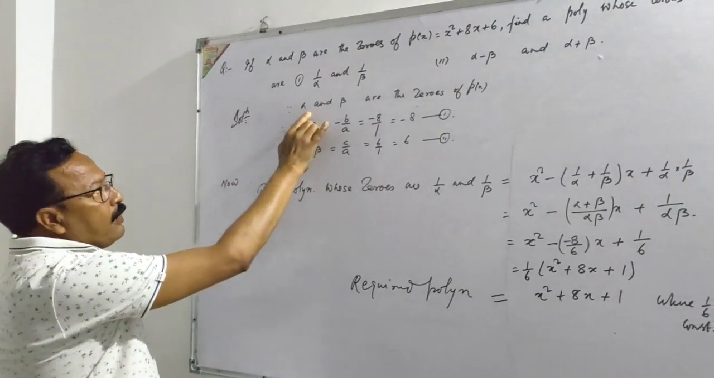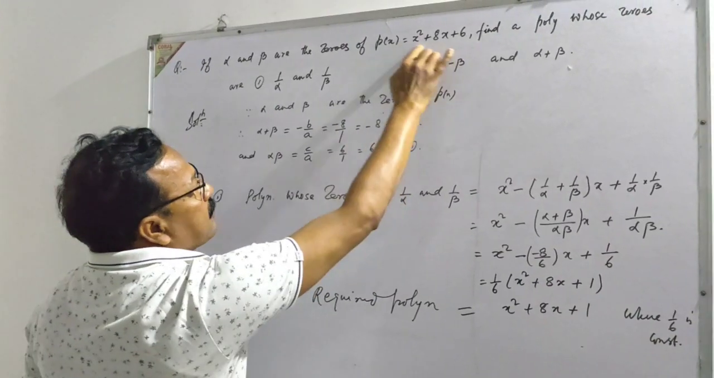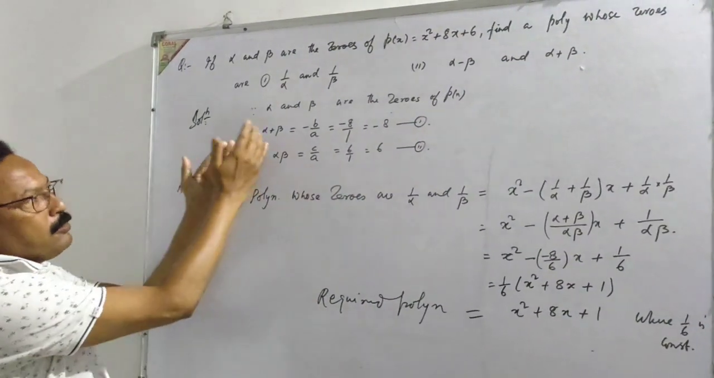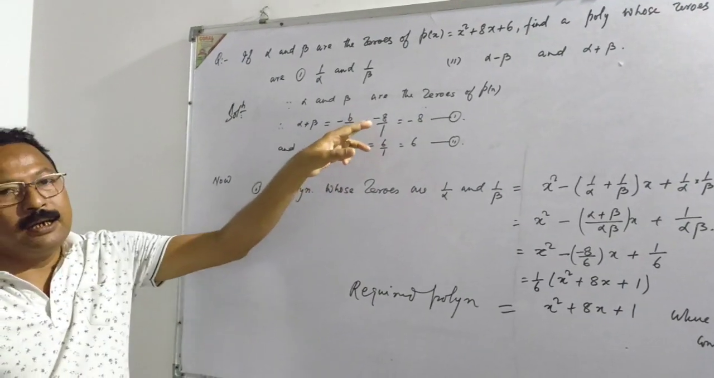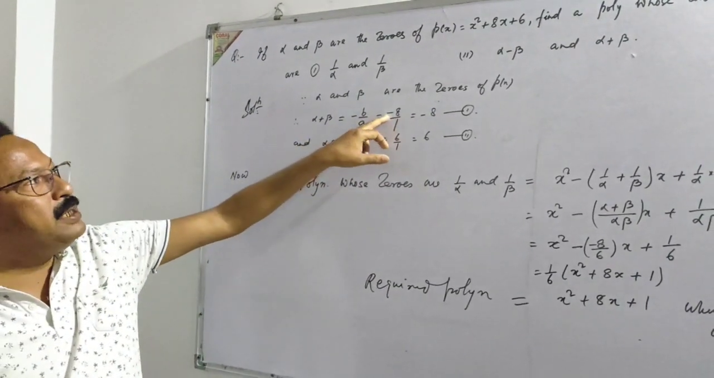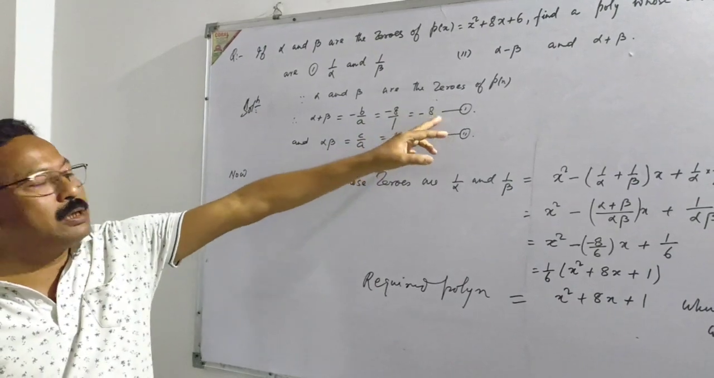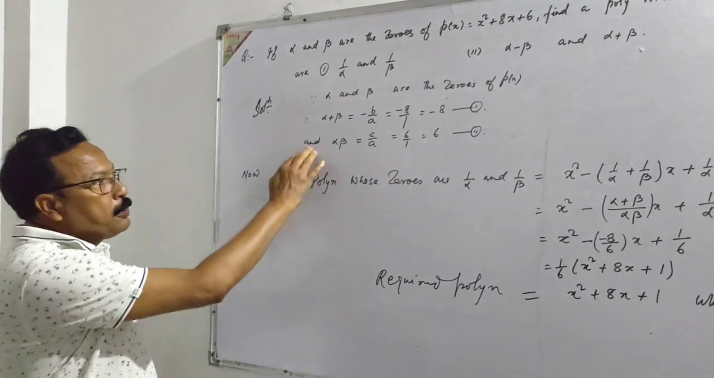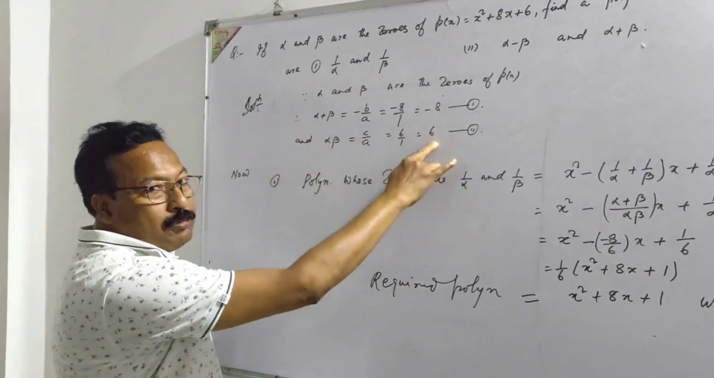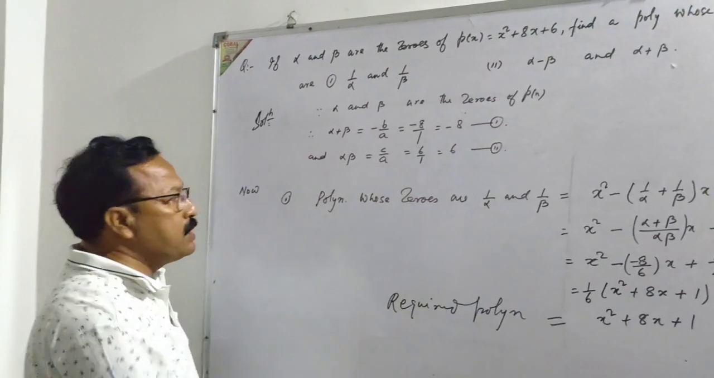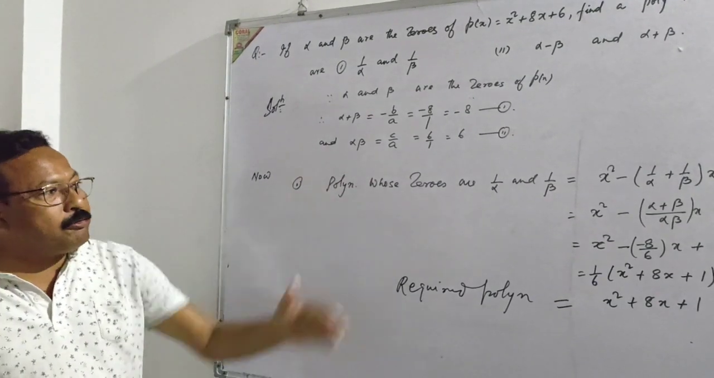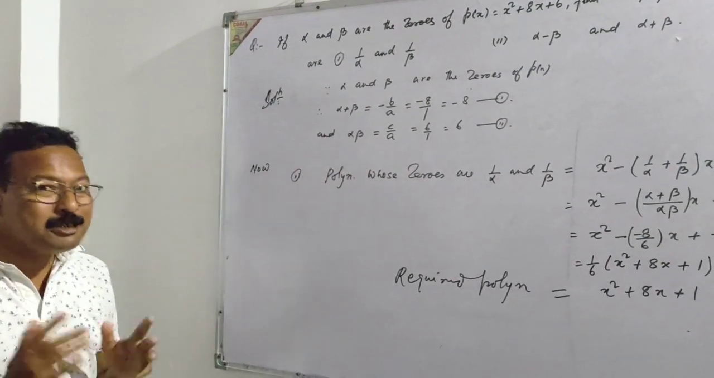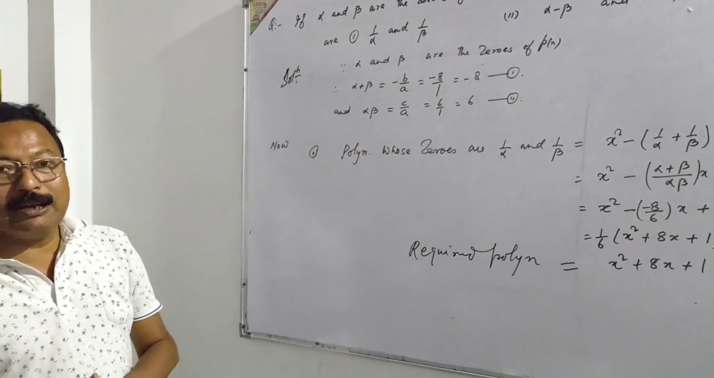Here, since alpha and beta are the zeros of p(x), the sum of the zeros alpha plus beta must be equal to minus b upon a. Here minus b is equal to minus 8 and a is equal to 1, so we get minus 8. And the product alpha beta we got here is equal to 6. Now we are going to find the polynomial whose zeros are 1 upon alpha and 1 upon beta.